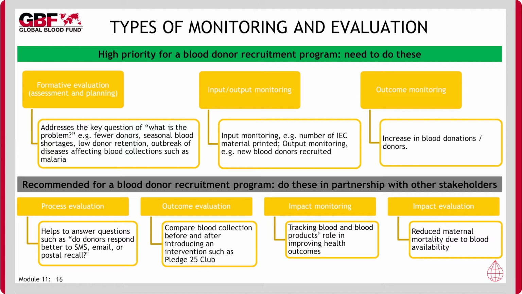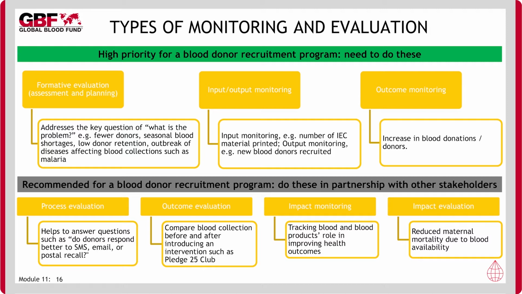The aim of input-output monitoring is to collect data. This might include the number of blood donors reached, blood collections achieved, blood and blood products processed and distributed, services provided, or resources used. Process evaluation focuses on collecting detailed data about how the recruitment intervention was delivered, to which individuals or groups, and the response. We may need to assess whether blood donors respond positively by coming to donate to different communication channels such as telephone calls, SMS, and email.